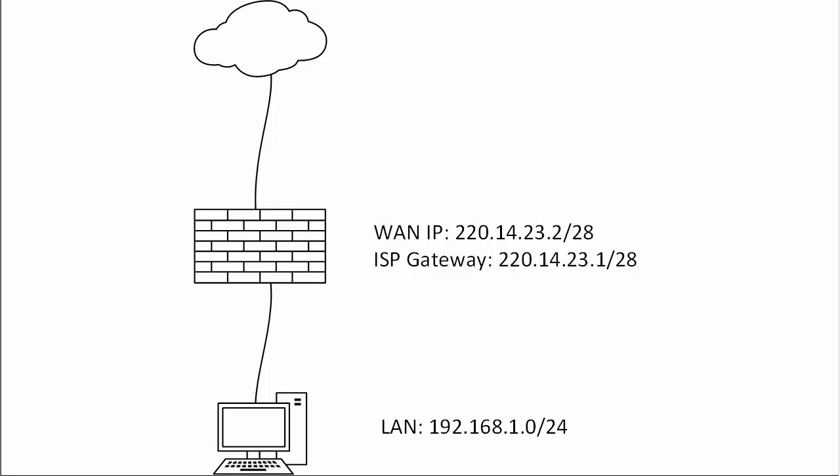There are four main steps for the device to connect to the internet: interface configuration, routing configuration, SNAT configuration, and policy configuration. Let's take a look at them one by one.